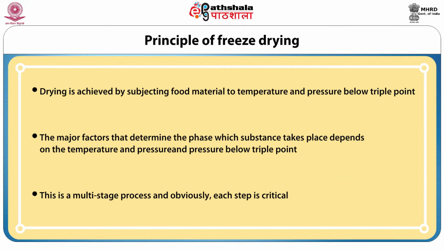Drying is achieved by subjecting the food material to a temperature and pressure below the triple point. The major factors that determine the phase a substance takes depend on the temperature and pressure. This is a multi-stage process and obviously each step is critical.